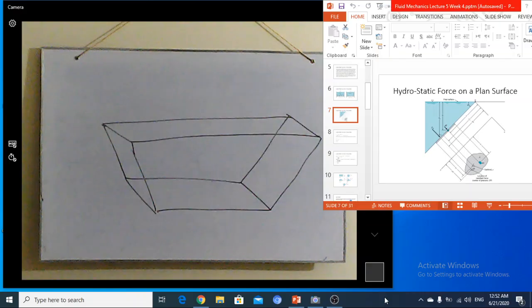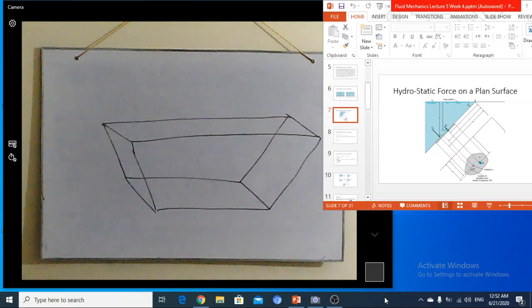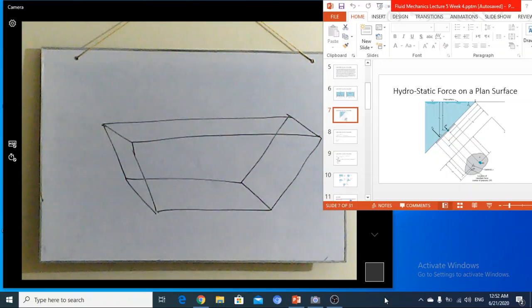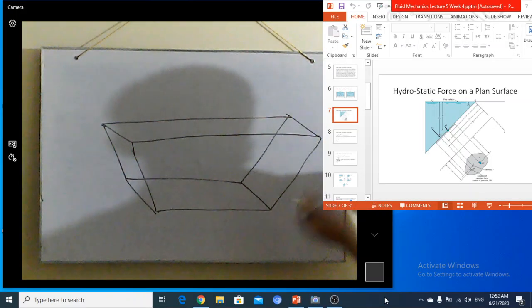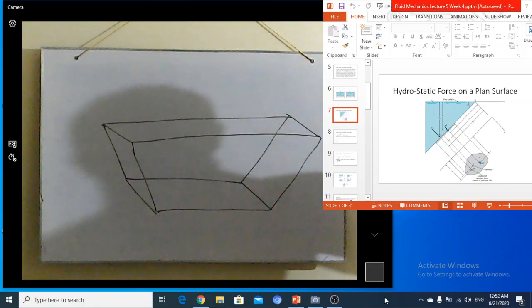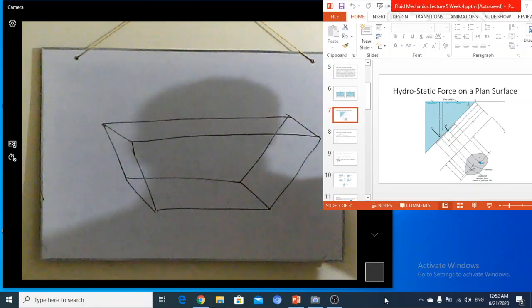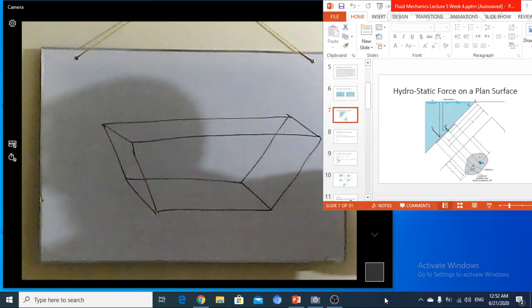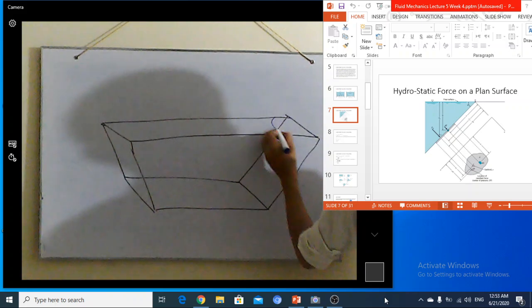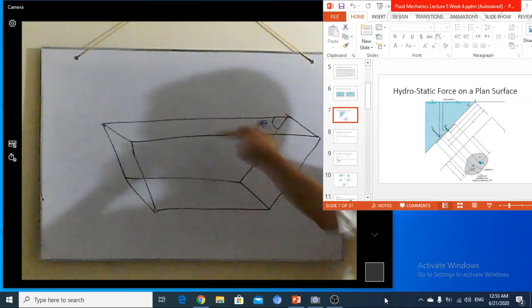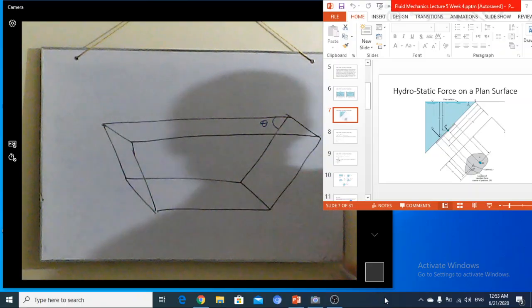Here I have shown you a container in which you can hold a certain amount of water or any type of fluid, and it has an angle of theta with the y-axis as well. Definitely it has a certain angle of theta with the horizontal surface.